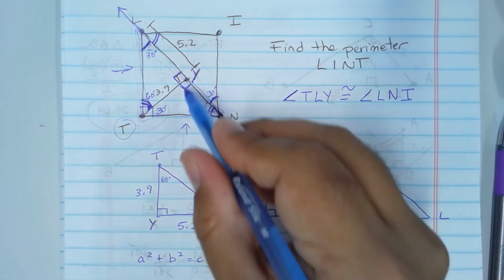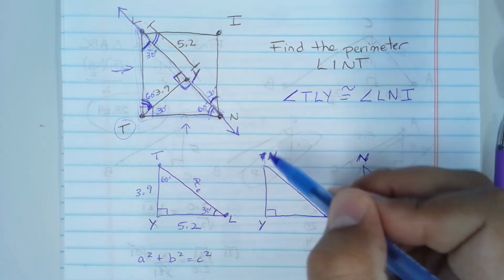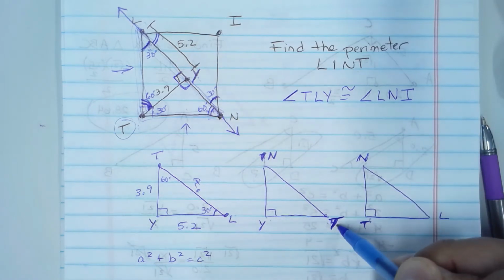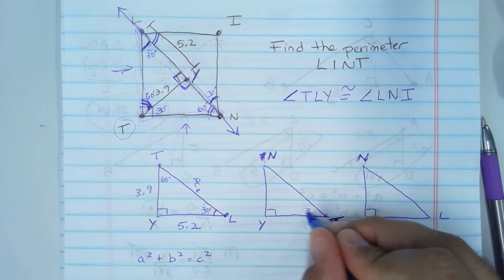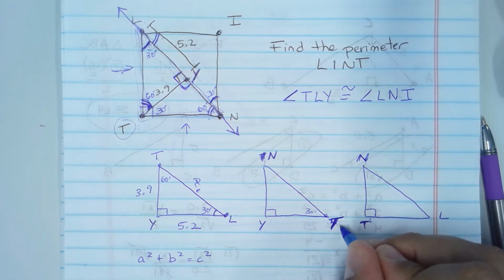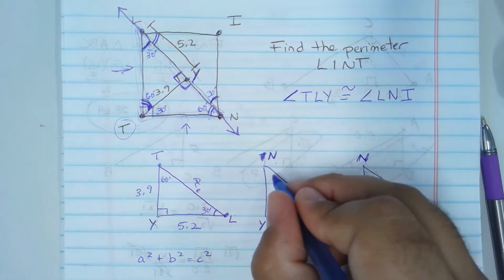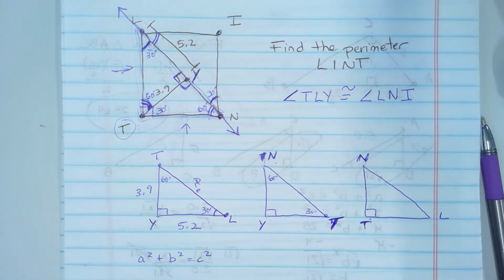If we take a look at the second triangle, which is N, Y, T, T has to be the 30 degrees. That's why it's over here on this corner. And then N has to be 60 degrees according to what you guys told me. Is that correct? That's why it had to change.